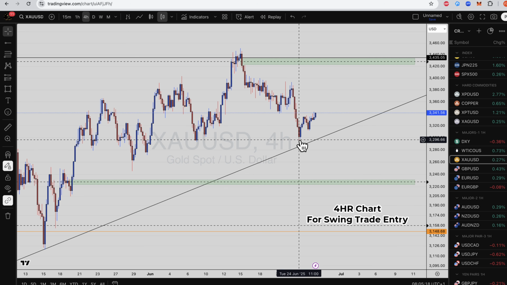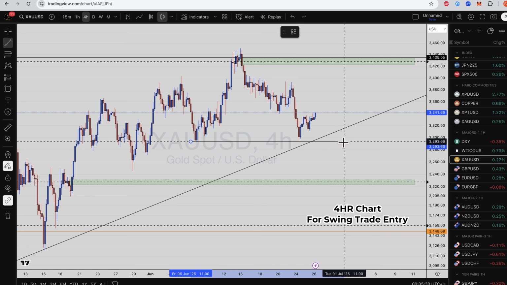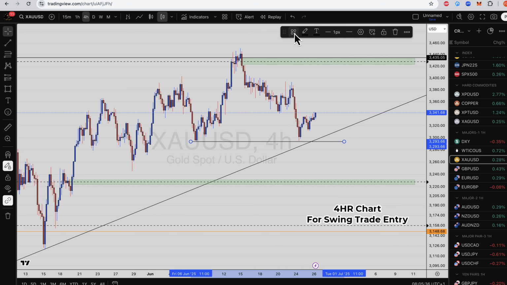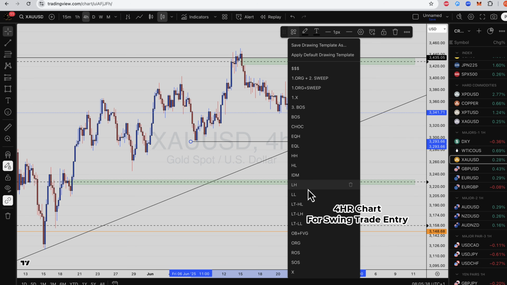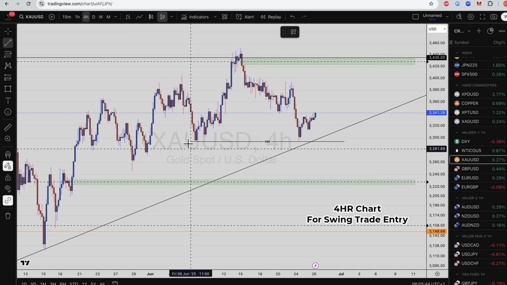So we have a minor support here, which led into a breakout structure. I can just mark this level here as an origin. An origin means a swing level which led to a breakout structure. So this level, it's an origin. We look out for the origin. This is the origin, and we have a breakout structure.